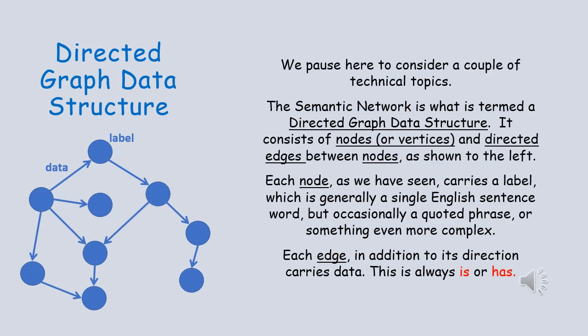We pause here to consider a couple of technical topics. The semantic network is what is termed the directed graph data structure. It consists of nodes or vertices and directed edges between nodes, as shown to the left. Each node, as we have seen, carries a label which is generally a single English sentence word, but occasionally a quoted phrase or something even more complex. Each edge, in addition to its direction, carries data. This is always is or has.